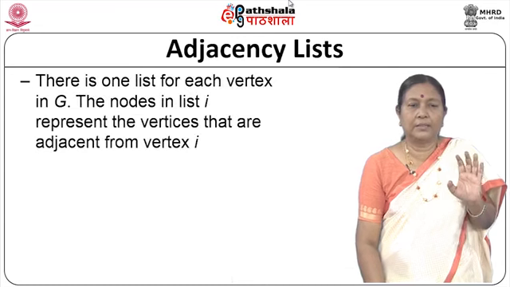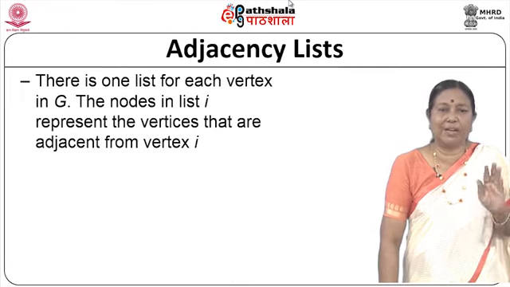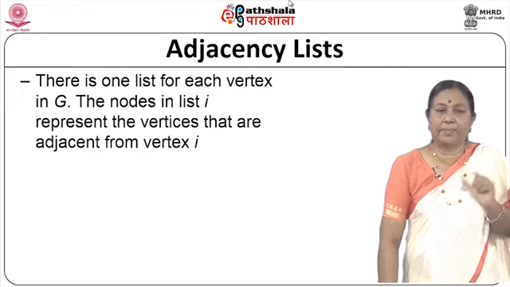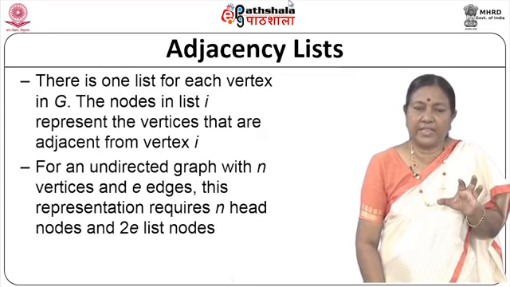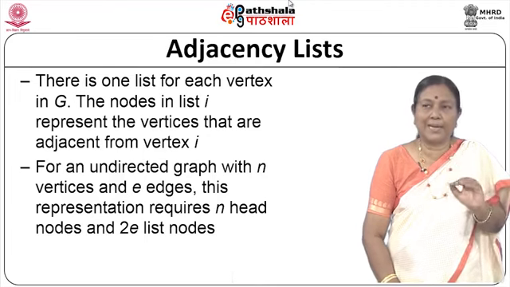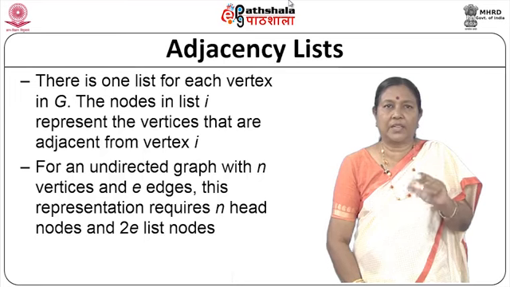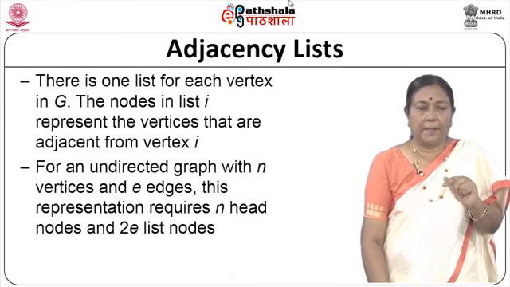Now let us look at this. There is one list for each vertex in G. So suppose you have V vertices, you will have V lists. The nodes in the list I represent the vertices that are adjacent from that vertex I. So for an undirected graph with n vertices and e edges, this representation requires n head nodes and 2e list nodes. Why 2e? Because both directions you have to represent, right? So every edge will have 2 entries.